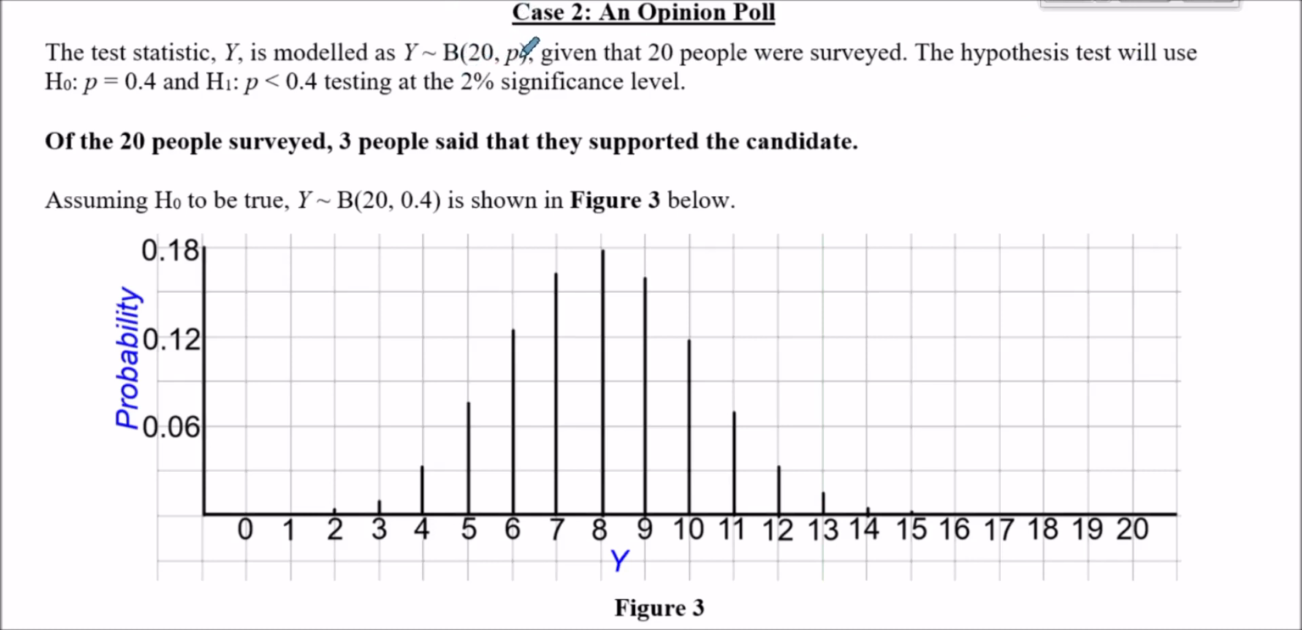Now the probability, assuming the null hypothesis, we're assuming the proportion of people supporting this candidate is 0.4. The alternative hypothesis is that P is less than 0.4, in other words, that she's overstating her level of support. And we want to test this at the 2% significance level. In other words, we want to be 98% sure that we're right in rejecting the null hypothesis. Of the 20 people surveyed, we're going to say that 3 people said that they supported the candidate.